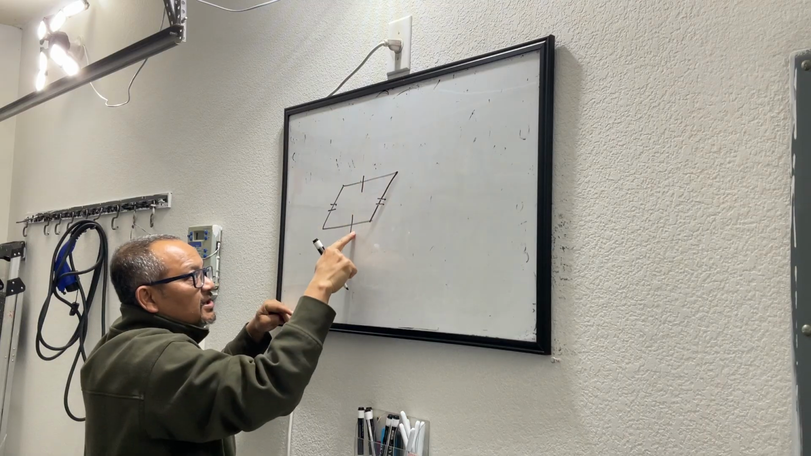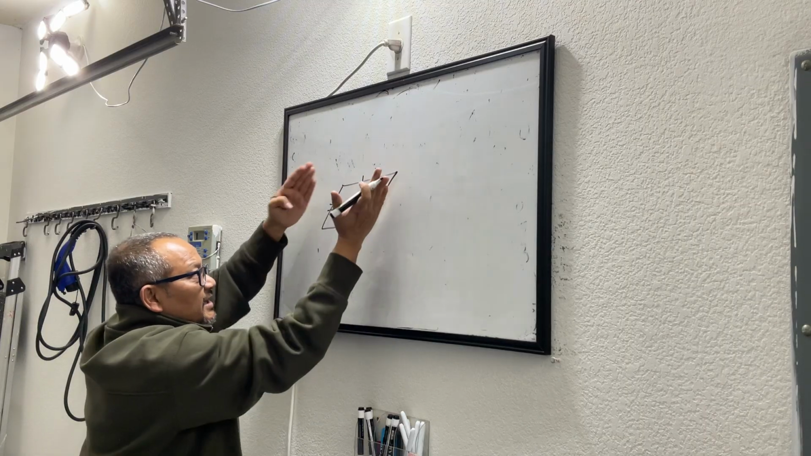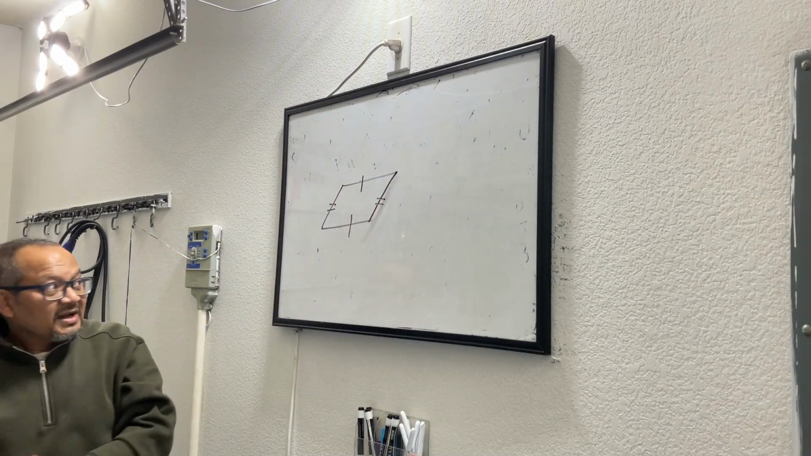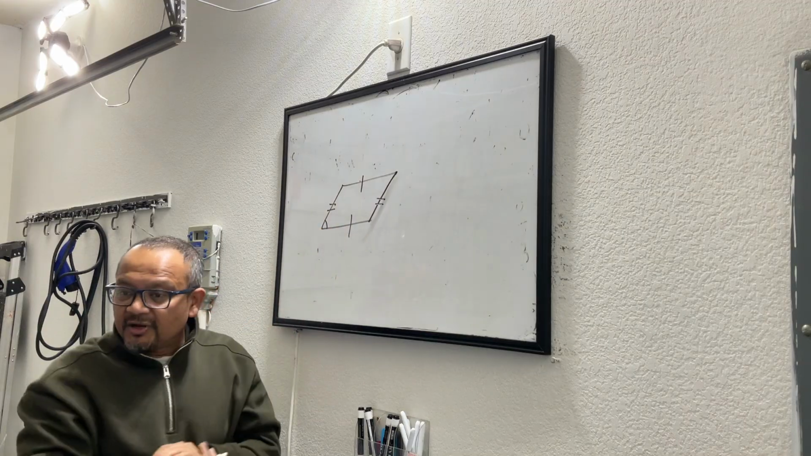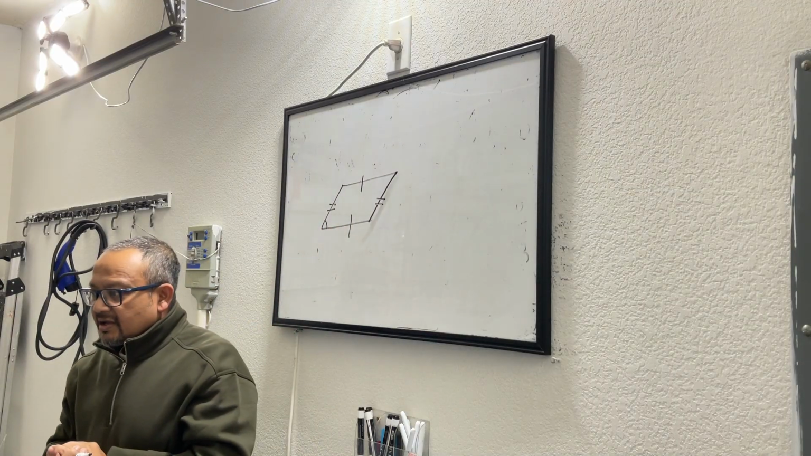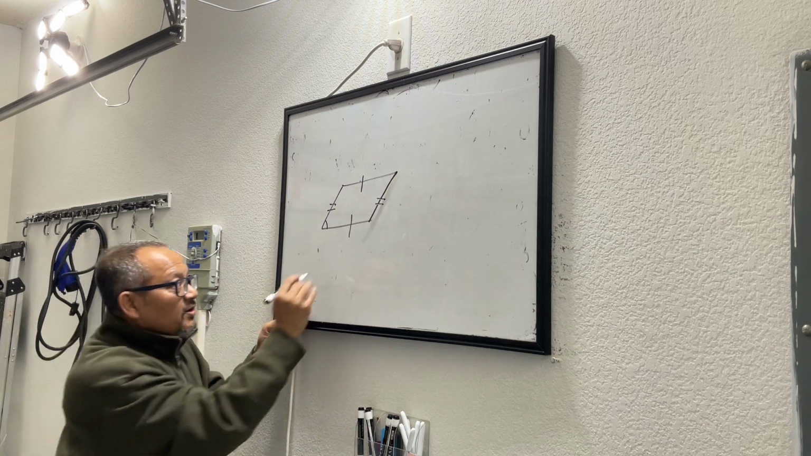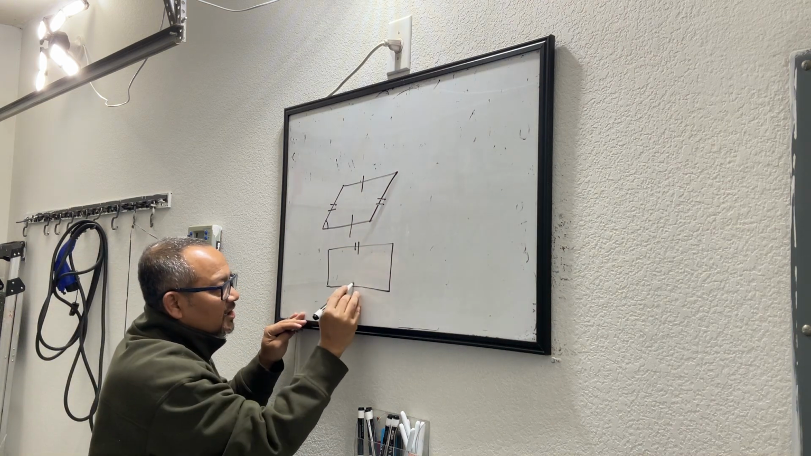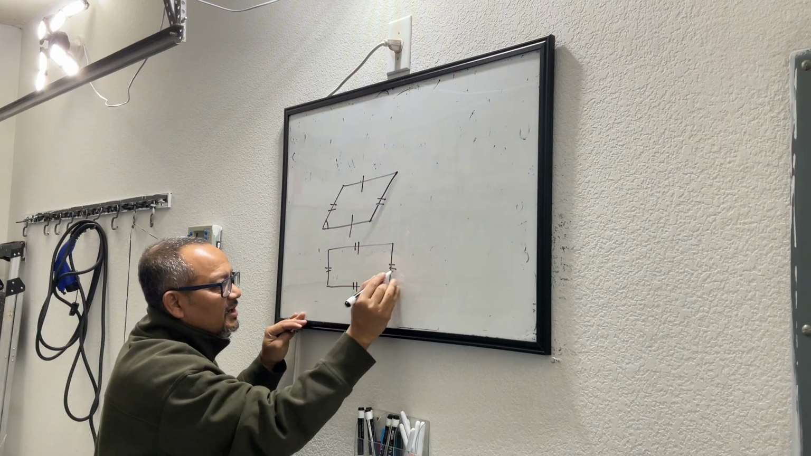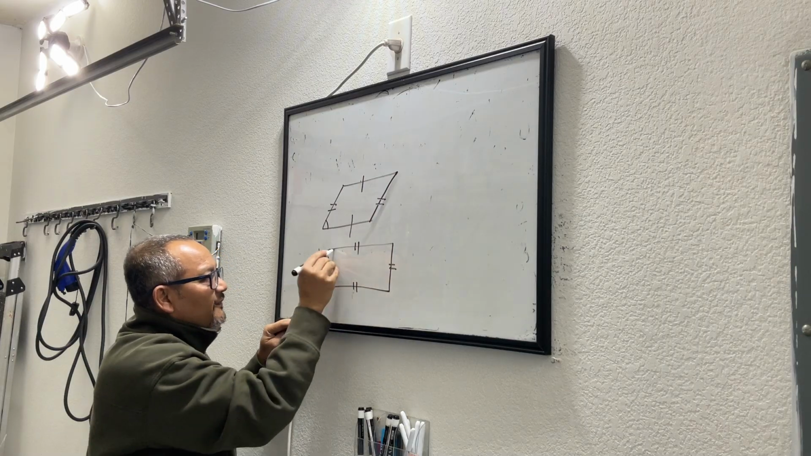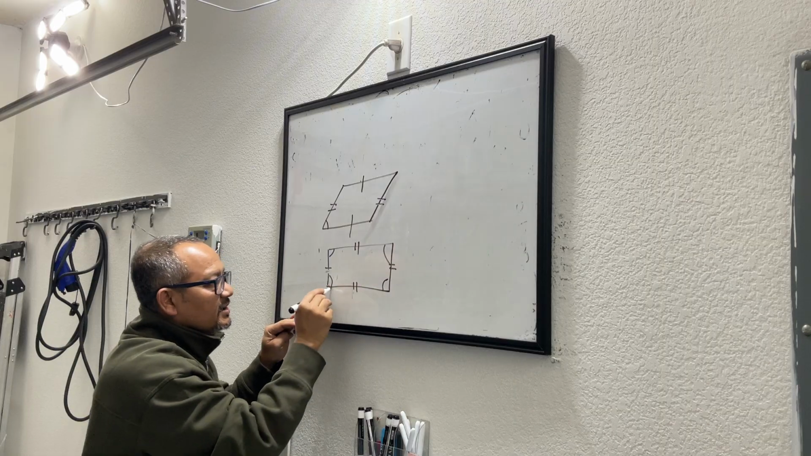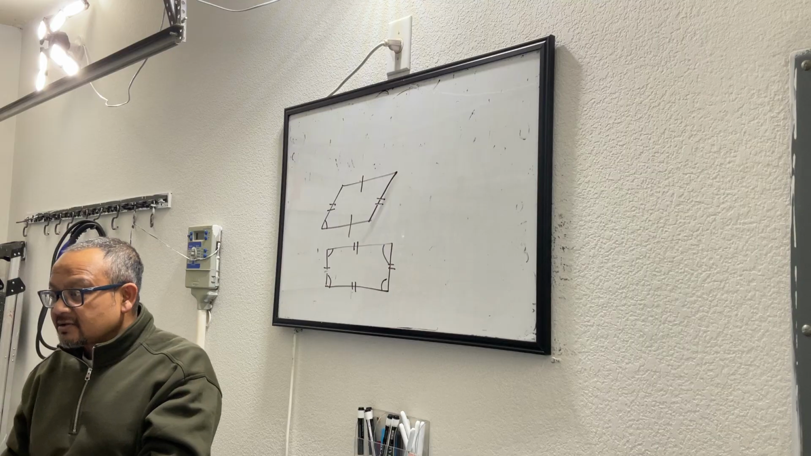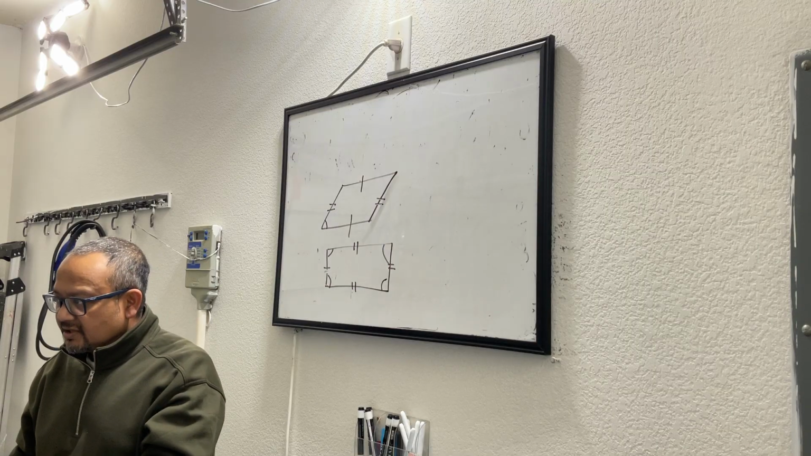So this side is of the same length and they are parallel. This side, same length and parallel. Okay? But the angles may or may not be 90 degrees. Because if you relate that to the rectangle, what you know is opposite sides are parallel and equal and every angle is 90 degrees. In the case of a parallelogram, you don't have that restriction. Your angles may or may not be 90 degrees. Okay?